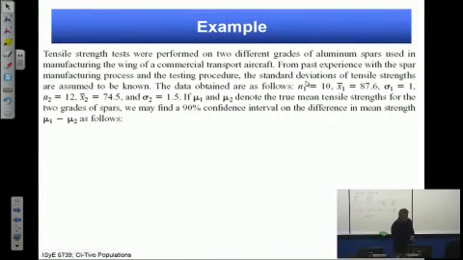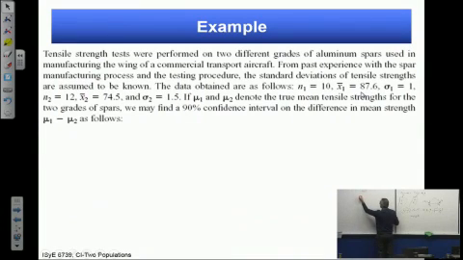We collect two random samples. One is N1 equal to 10. The other one is 12 observations. X bar 1 is given, sigma 1 is given, and then we want to find the mu1 minus mu2 confidence interval, 95% actually.